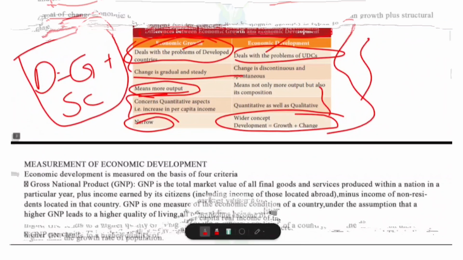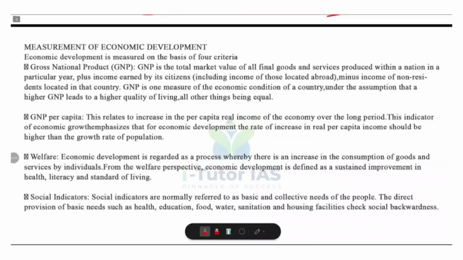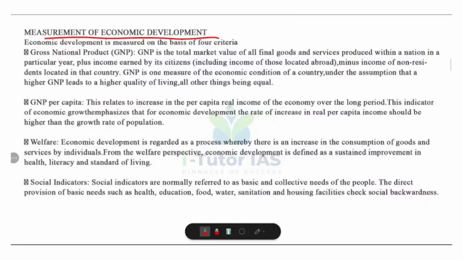Okay. Now let's move to the next topic, measurement of economic development. To understand whether an economy is truly developing, economists use several indicators. Broadly, economic development is measured using four major criteria. What are they? First one, GNP or gross national product.